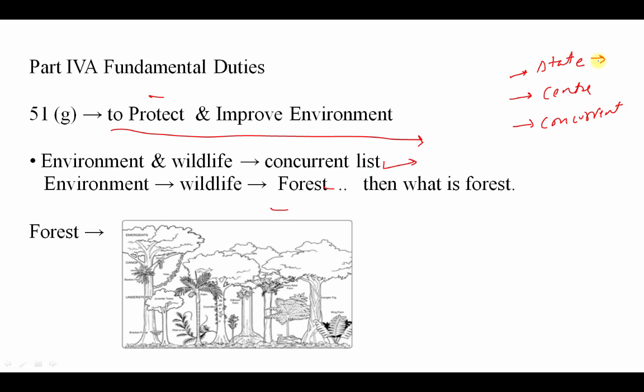There are many powers provided to the state, many topics, sectors and industries, but the major power is with the center. There is also a concurrent list. So this topic, environment and wildlife, comes into the concurrent list.